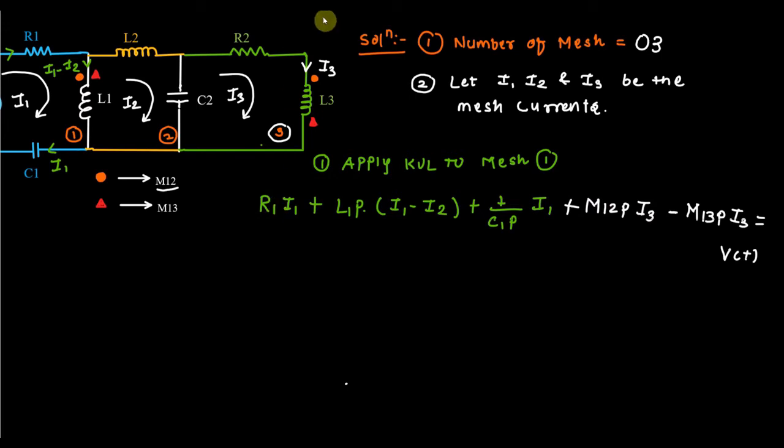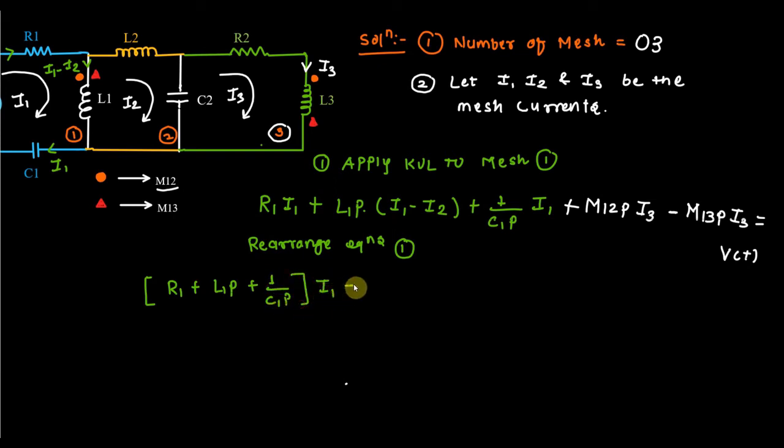Now what will we do? Now we will rearrange the above equation. So we will rewrite equation 1, that means you have to write it in terms of I1, I2 and I3. Okay, so I will collect the terms. The first is R1, second is L1P, third is 1 upon C1P. Fine, so this is I1. Similarly, collect the terms of I2: minus L1P. Okay, is there any other term? No, there are no other terms of I2 here.